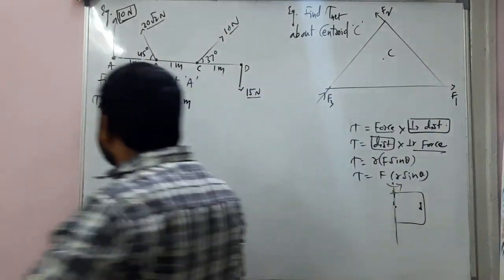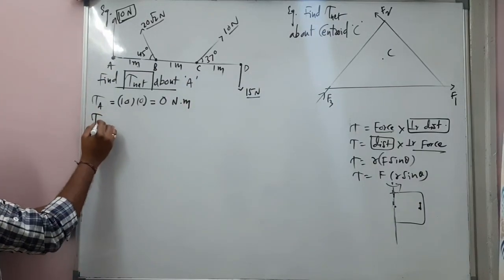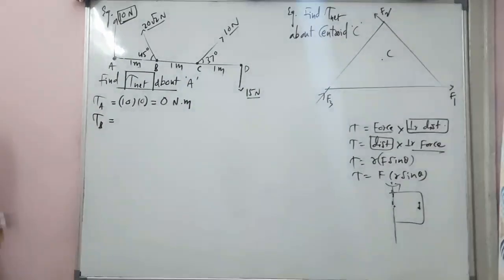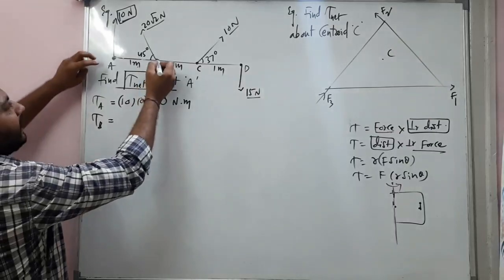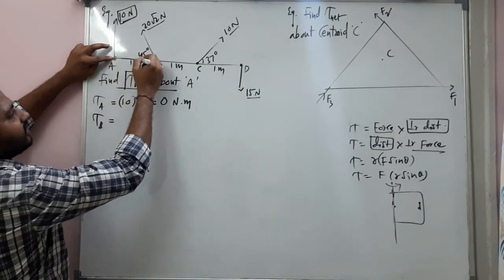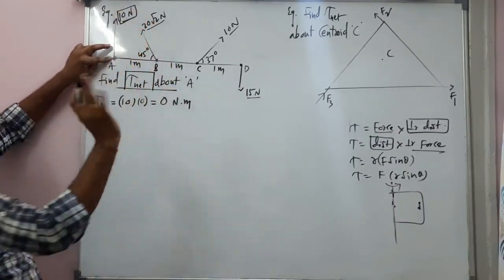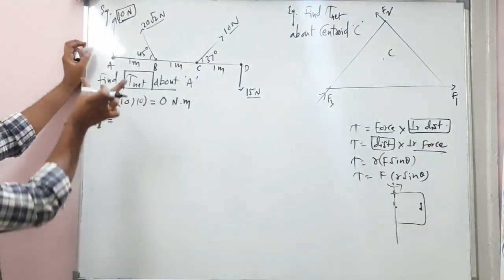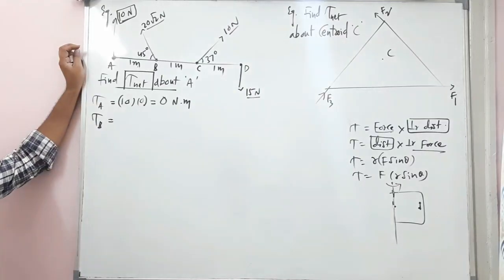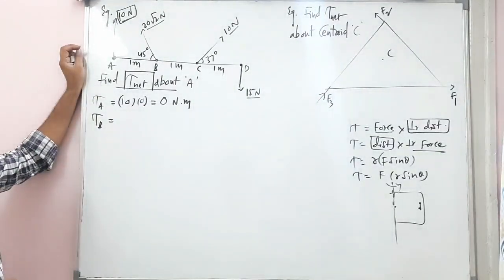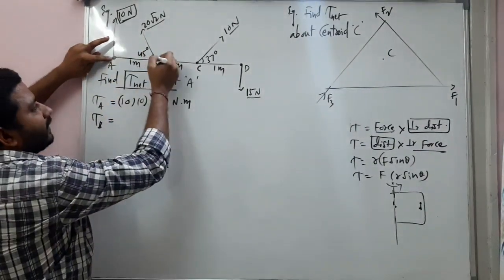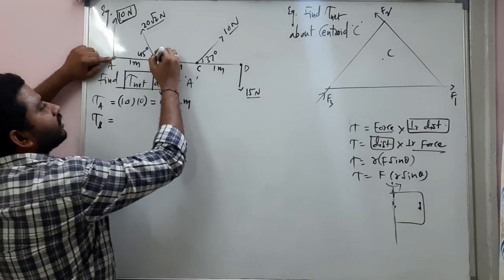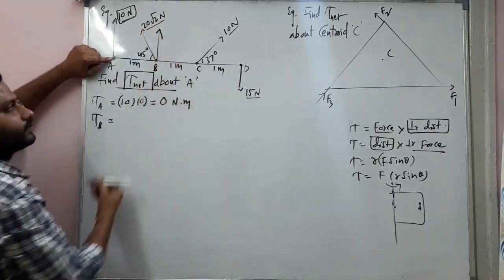And at point B, let's find the torque. At point B, the perpendicular distance is 1 meter, but the force is not perpendicular to that distance. Distance is 1 meter from the axis of rotation. We need a force perpendicular to that distance. This is distance 1 meter. Perpendicular to this distance is the force.